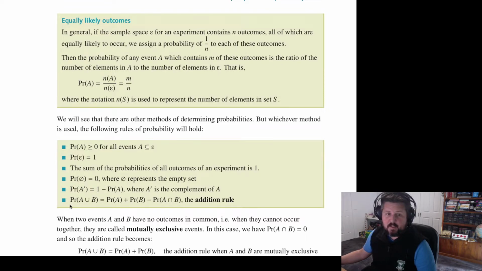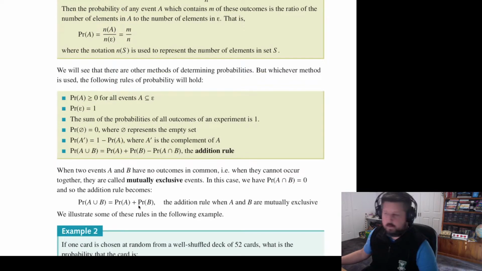Again, the last one that comes up a lot is the addition rule, where you've got the probability of A union B is equal to the probability of A plus the probability of B take away the probability of A intersection B. So if we think about the Venn diagram, it's adding both A and B parts together, but making sure that you subtract the intersection part because it overlaps.